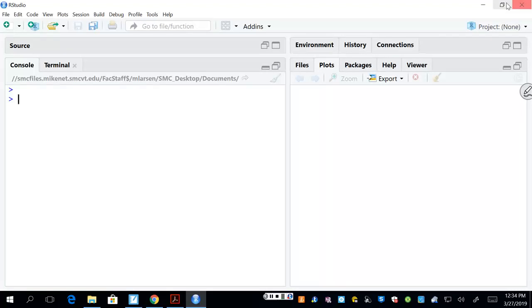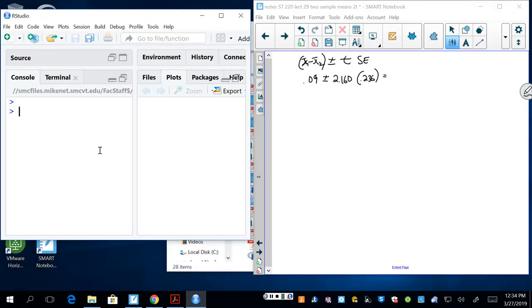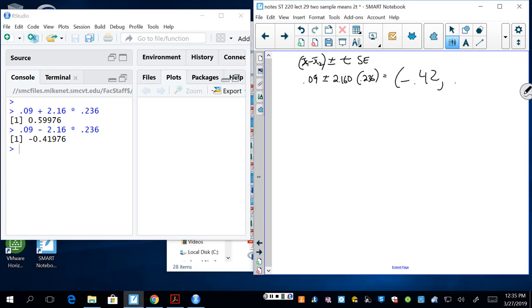So that's small too, right? So if we want 0.09 plus the 2.16 times the 0.236, that's the upper one, or minus that is down there. So negative 0.42 up to about 0.60. I think it's in liters of measurement of error. That would be the 95% confidence.